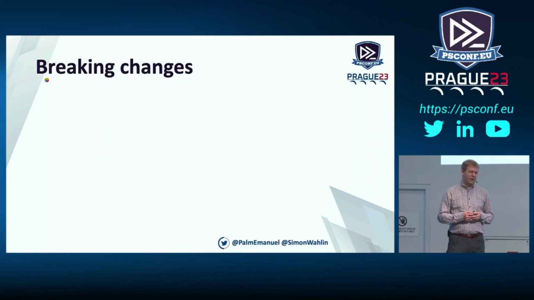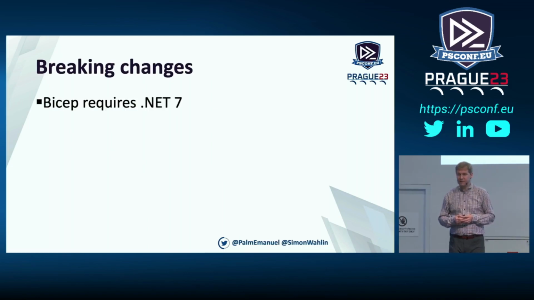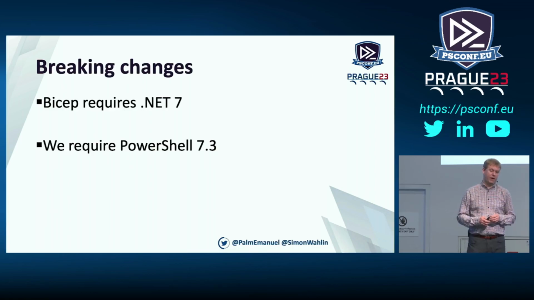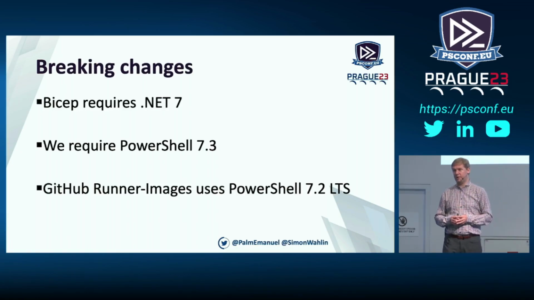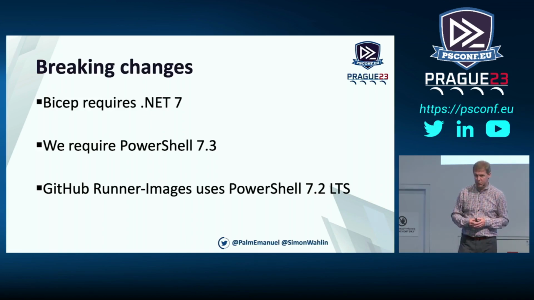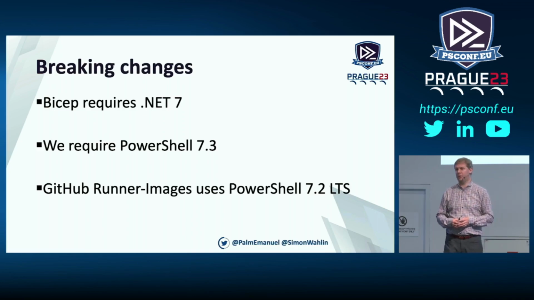There are, however, a few breaking changes in the latest release. So that's why that release is the preview release. Since Bicep now requires .NET 7, we also require PowerShell 7.3. And that's all good so far. But the problem is that the GitHub Runner Images project, which is the images used in GitHub Actions and in Azure DevOps pipelines, are using PowerShell version 7.2 because that's a long-term support release, and they had some problems upgrading to 7.3, so they have chosen not to upgrade to 7.3.